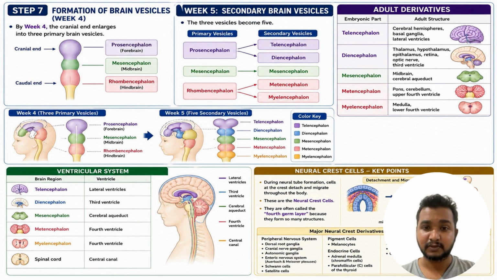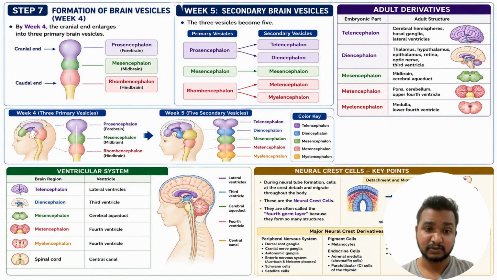During week 4, the cranial end of the neural tube enlarges and forms 3 primary brain vesicles. These are the prosencephalon, also called the forebrain, the mesencephalon, or the midbrain, and the rhombencephalon, also known as the hindbrain. These are called the primary brain vesicles because they are the first divisions of the developing brain. However, development does not stop here. During week 5, these 3 vesicles further divide to form 5 secondary brain vesicles.